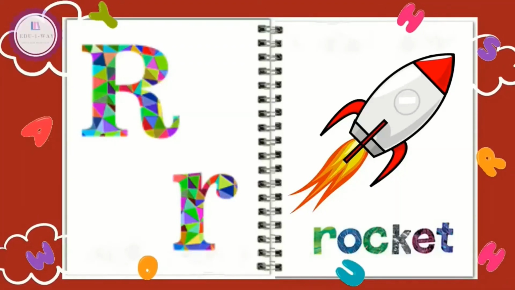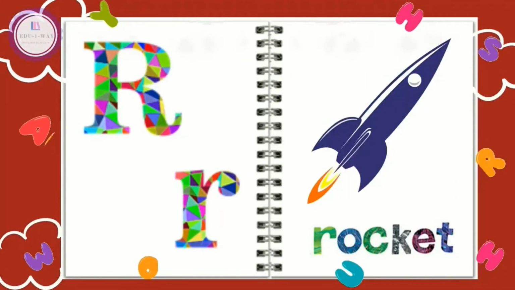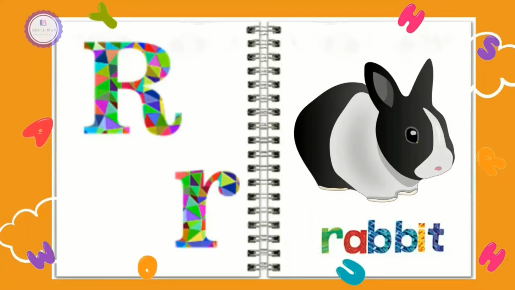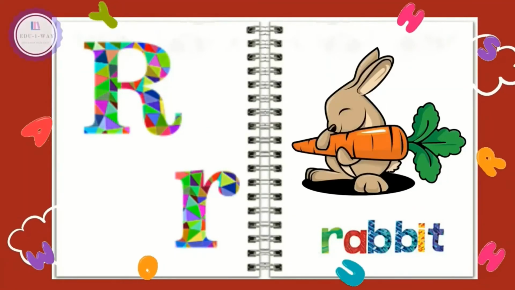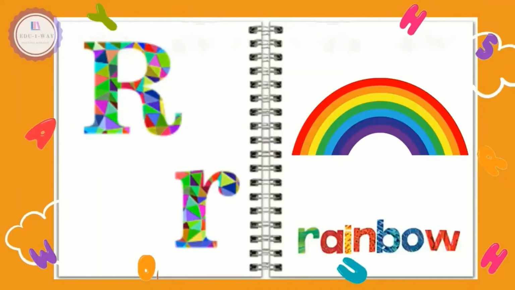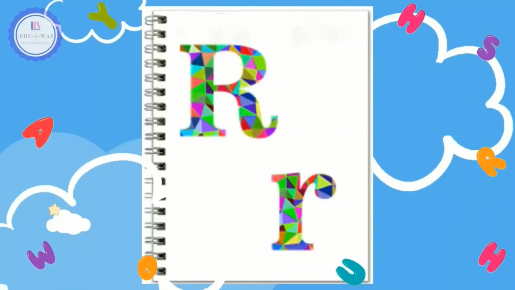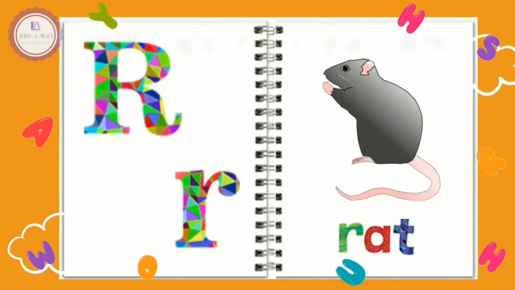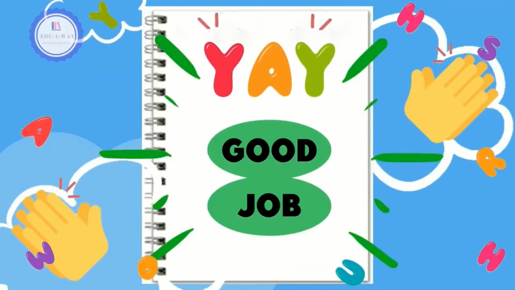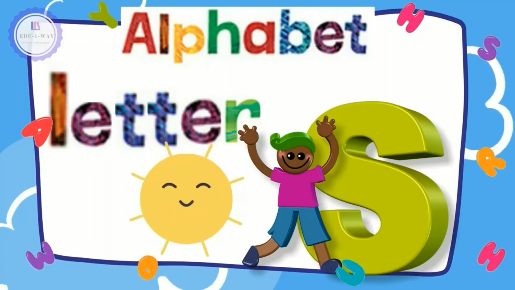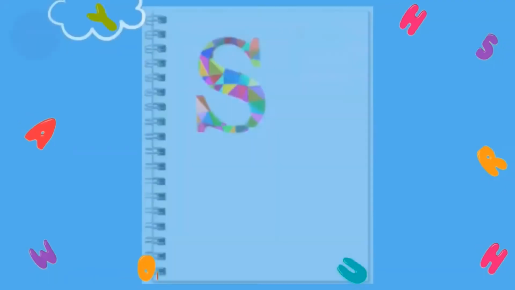R for rocket. Rocket, rocket, rocket. R for rabbit. Rabbit, rabbit, rabbit. R for rainbow. Rainbow, rainbow, rainbow. R for rat. Rat, rat, rat. Good job! Letter S. S, S.